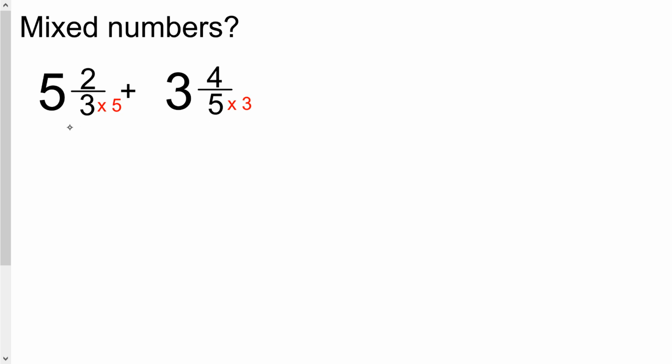So I can times this left fraction by 5. That'll get me a 15 on the bottom. I can times the right fraction by 3, and that'll get me a 15 on the bottom.